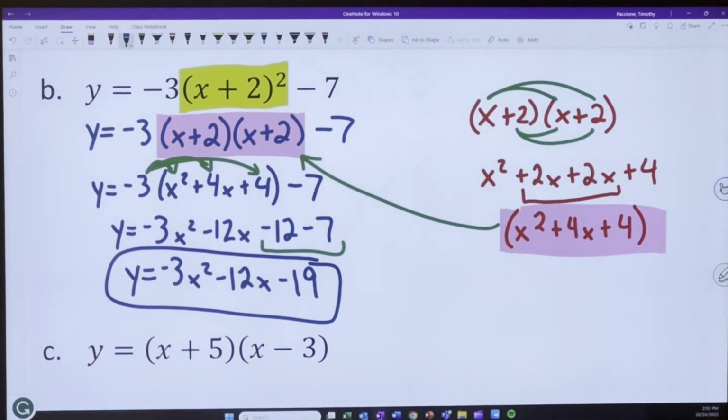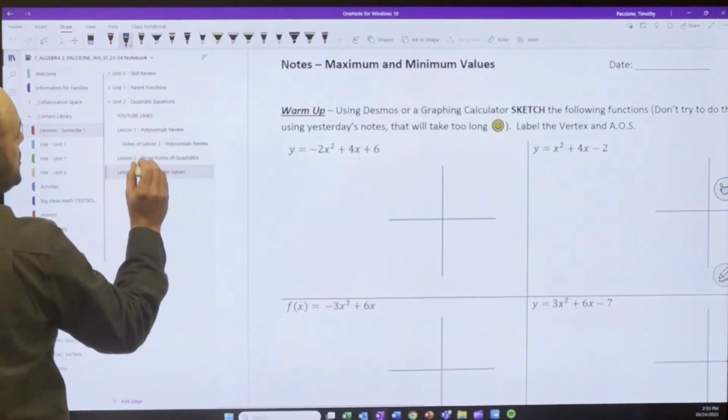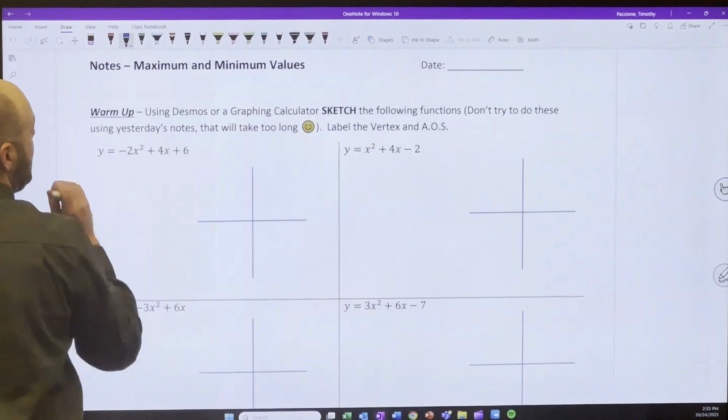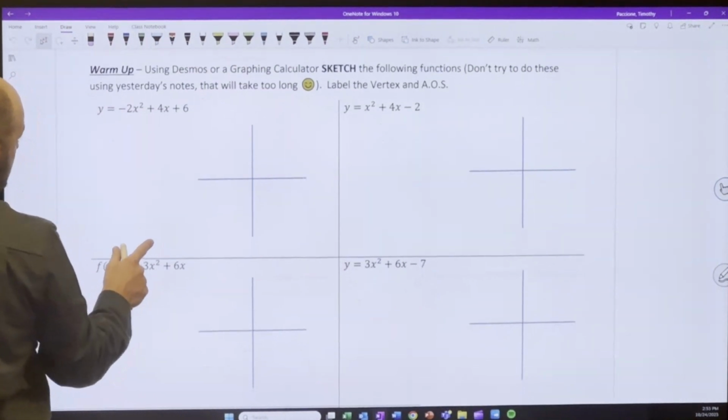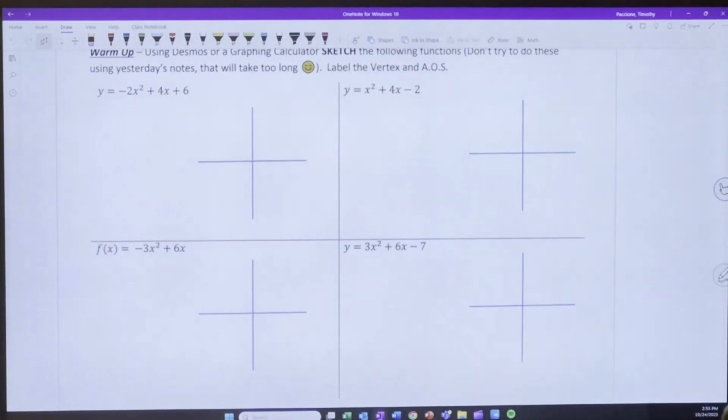Okay, so on your warm-up, you're asked to sketch. The reason we want to know how to sketch is sometimes that's all we need to answer a question, right? I didn't even pose the question. I just asked you to notice something. So let's see if we can notice something.